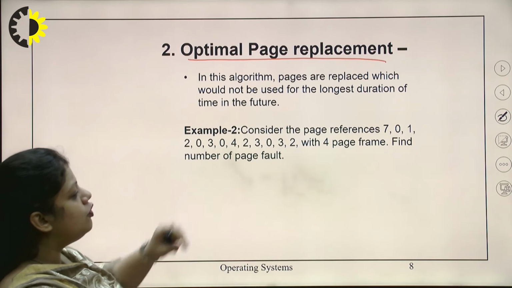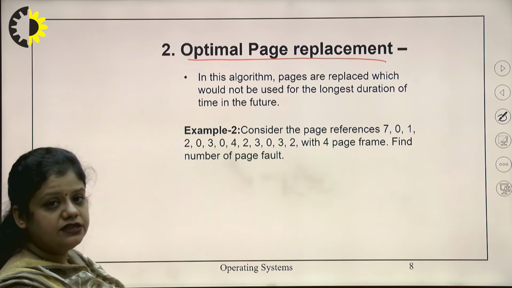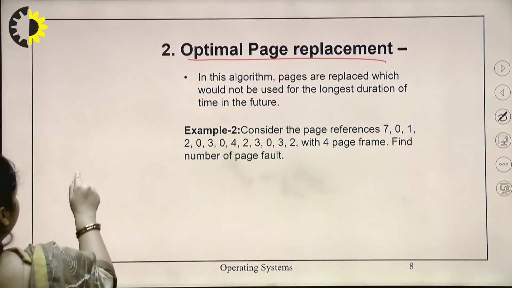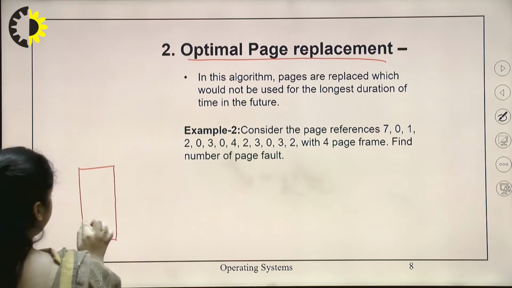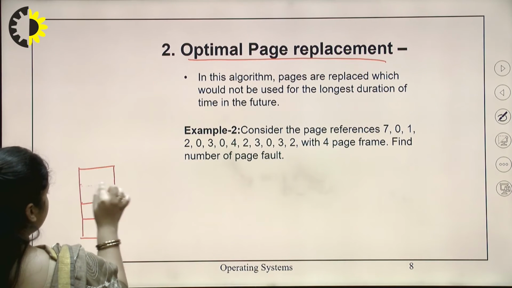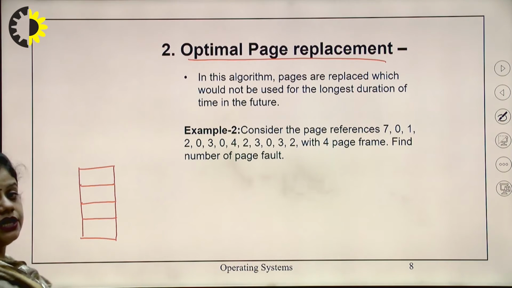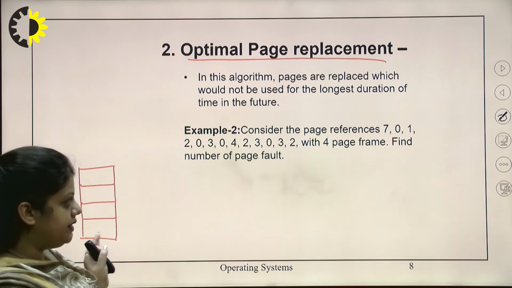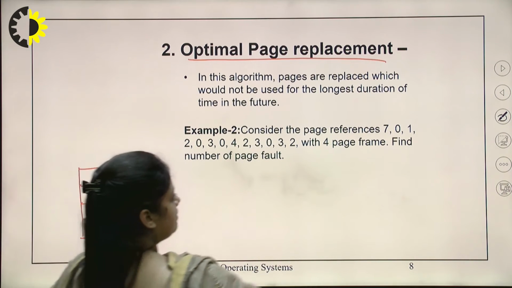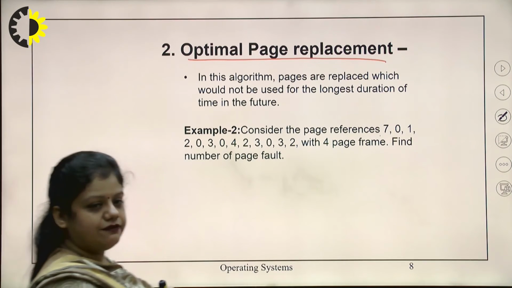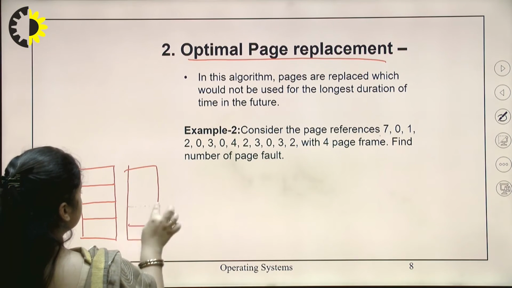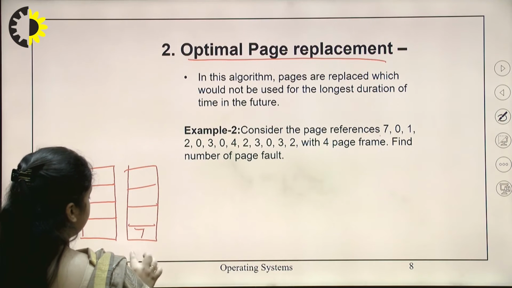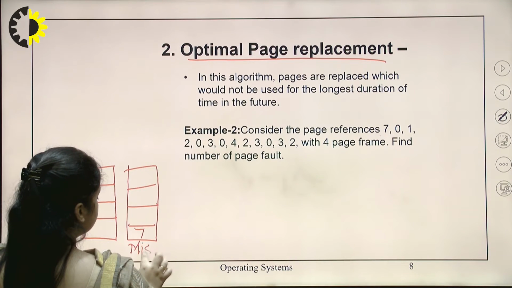Again, we are considering the page reference string 7 0 1 2 0 3 0 4 2 3 0 3 2 with 4 page frames, and we have to find the number of page faults. Initially all 4 frames are empty. Now I start with my page reference. First is page 7. There is a miss because 7 is not available, so I will add 7 here. This is the first miss.